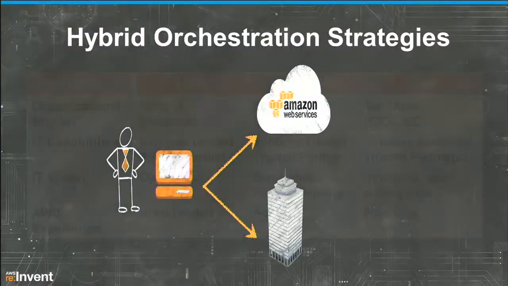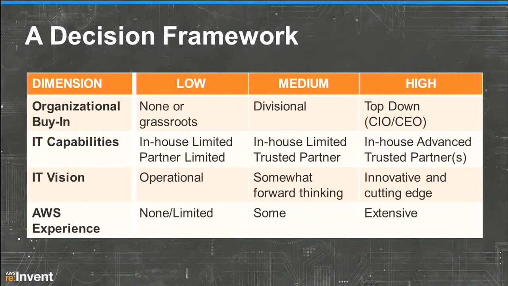So let's talk about hybrid orchestration strategies. We'll get into a little bit of the meat of this conversation. Before we start that, I want to lay out a really quick decision matrix, a framework for you as your organization starts thinking about hybrid. What are some of the attributes that your organization has to have, and how do those drive your different orchestration decisions? So I've laid out 4 dimensions here: organizational buy-in, IT capabilities, IT vision, and then AWS experience.